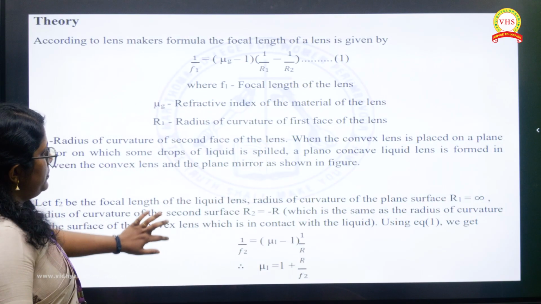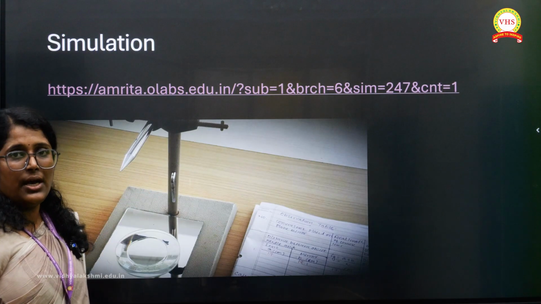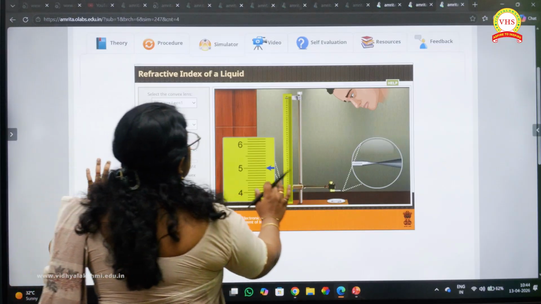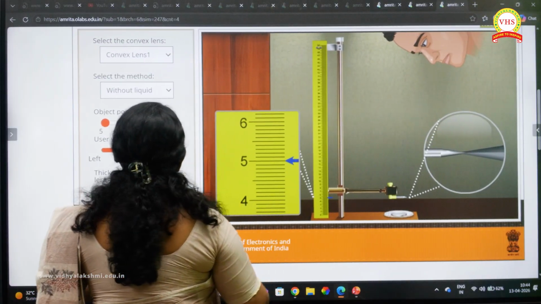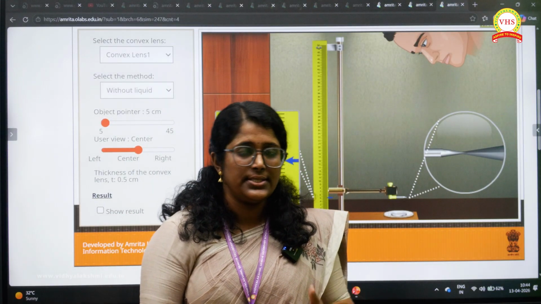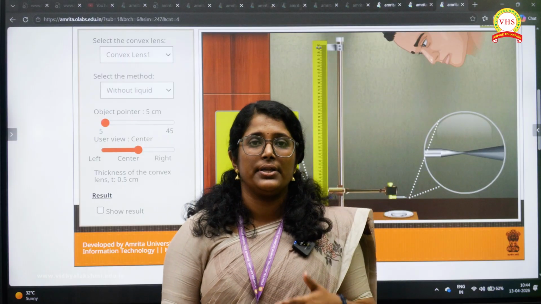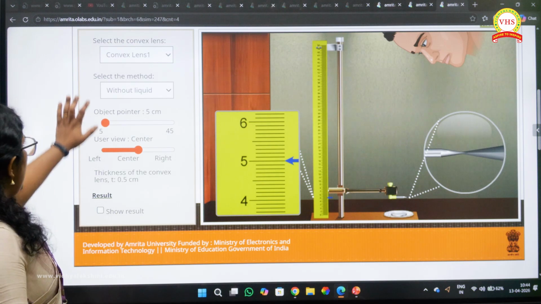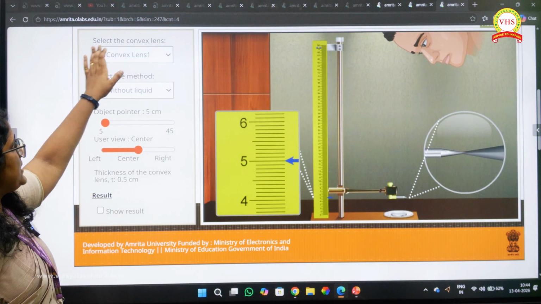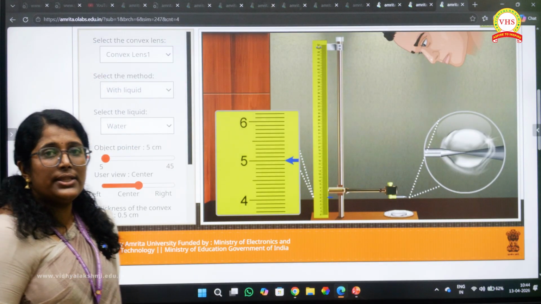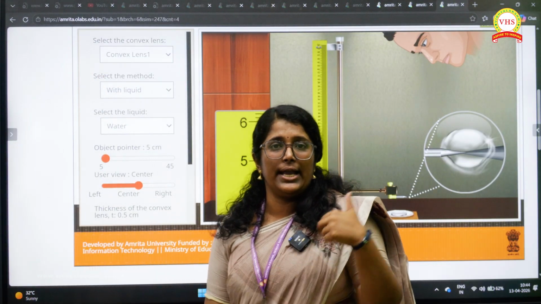Now I'll show you the simulation, how it works in the lab. I showed you the diagram, and now let us see how it works. Let us go with the simulation. Just check on it, and after that I'll show you how the data is to be taken. In this case we have 2 options: a convex lens without liquid, and I can change this to with liquid also.